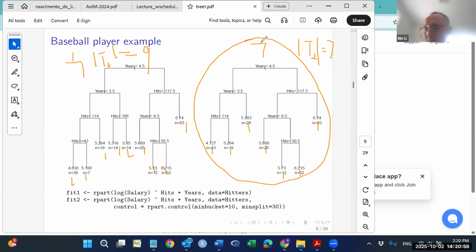What is the depth of tree 2? For the depth, you look at the maximum number of splits. It's probably here, right? We have 1 split, 2 splits, 3 splits, and 4 splits. So the depth of the tree is 4. That's just a brief review.